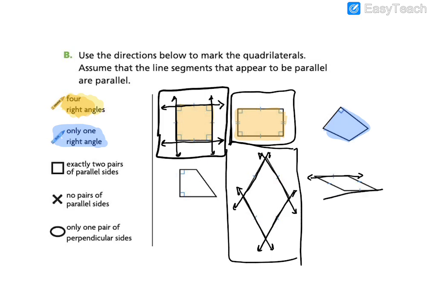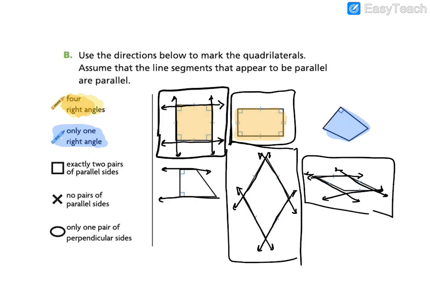And if we look here, this shape also has 2 pairs of parallel sides. Now, do you see a shape with no pairs of parallel sides? This shape down here appears to have at least 1 set of parallel lines. But this shape appears to have none. Because if I were to continue these lines, they would cross. So I'm going to put an X over that shape.